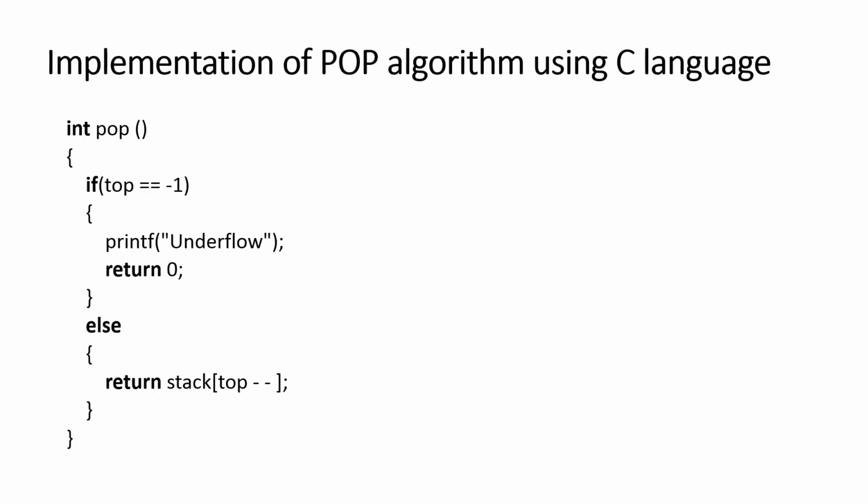This is the implementation using C language. Pop function, top is equal to minus 1. That is the underflow condition. It is empty. Okay. Then return 0, else you have removed the element and you are returning it, right? So that is stack top minus minus, and top is now top minus 1. So that is the implementation using C language.